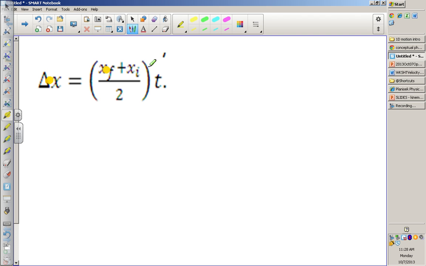Oh, crud. This is the mistake. See where this says x final and x initial? That should be v final and v initial. Sorry, everybody. Please accept my sincere apology. So that's what it's supposed to look like. Delta x is equal to v final plus v initial divided by 2.